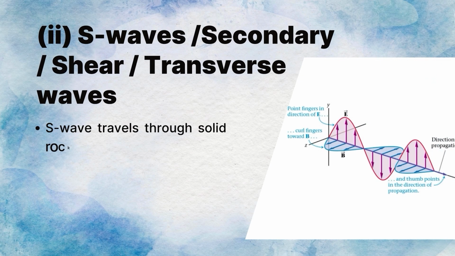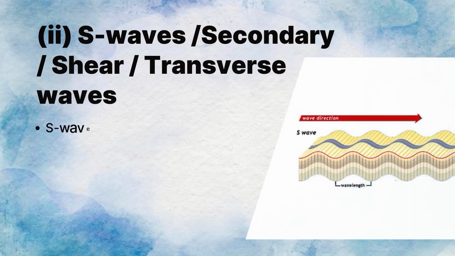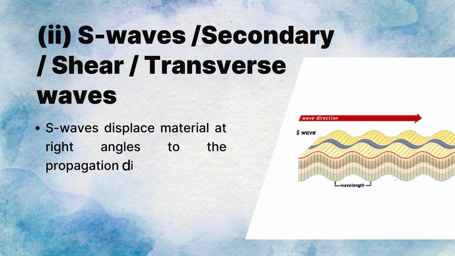Now, what about the S waves, secondary waves, shear waves or transverse waves? They travel through solid rocks at almost half the P wave velocity. Their velocity is just half the velocity of the P waves. So, they are slower than the P waves. S waves displace material at right angles to the propagation direction.